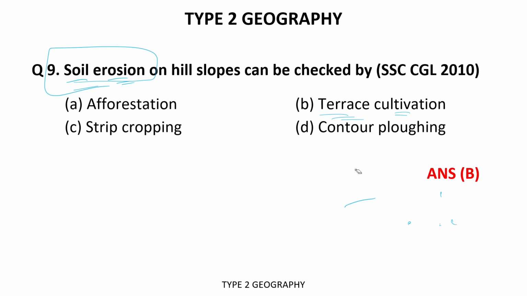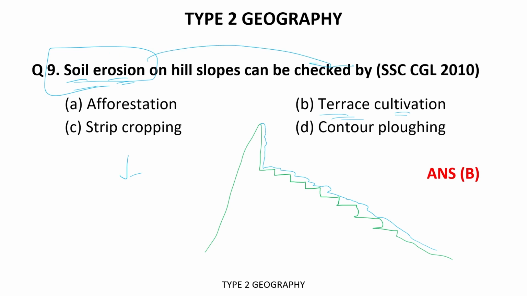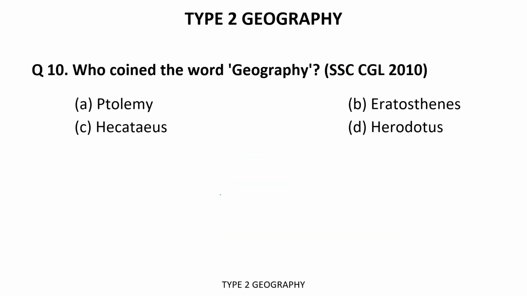Basically, if this is a mountain, then we generally make terraces like this on the mountain slope. So the water flowing from the upper areas will have a proper stop. That's how the rate of water goes down and soil erosion is checked. All right, hope now you have got the explanation. Now let's move to the next question.